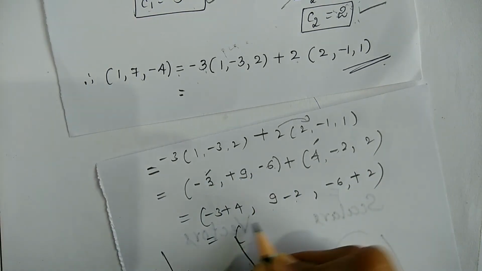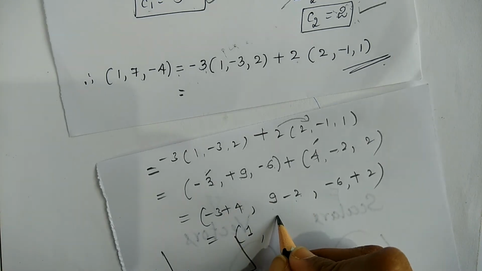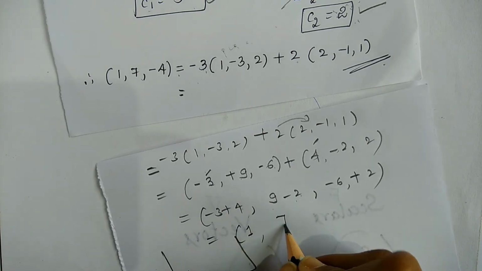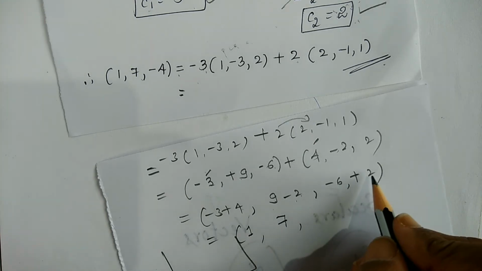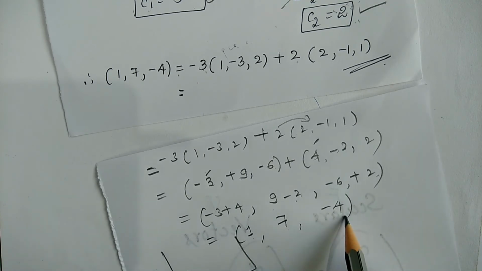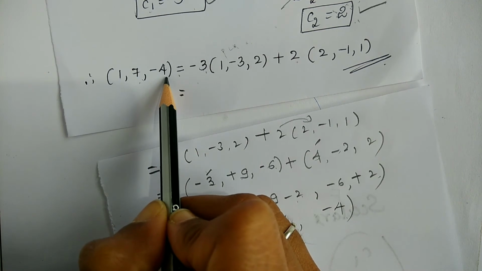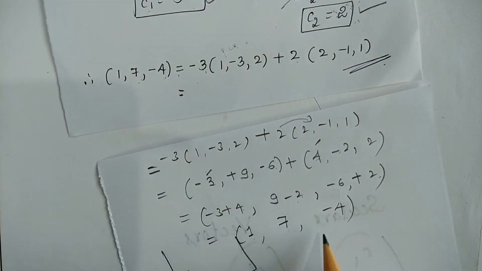So this is minus 3 plus 4, which is 1. 9 minus 2 is 7. Next, minus 6 plus 2 is minus 4. We get (1, 7, minus 4). Is it equal to the left hand side? Yes, (1, 7, minus 4). So it is clearly equal.